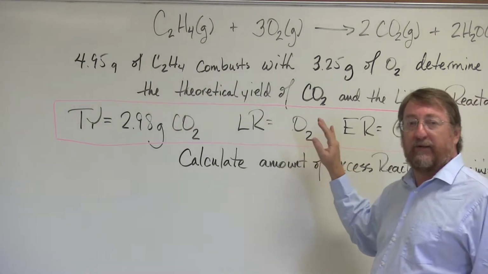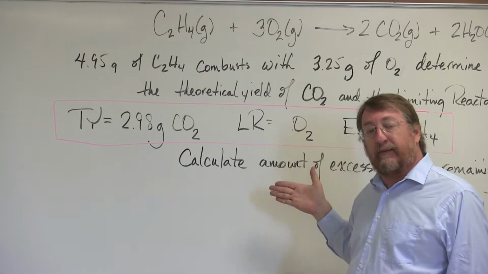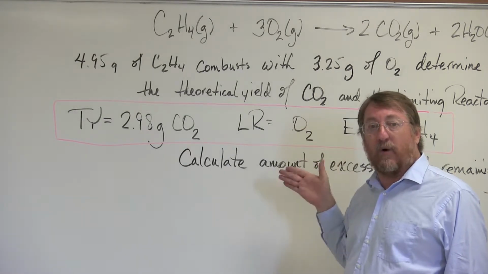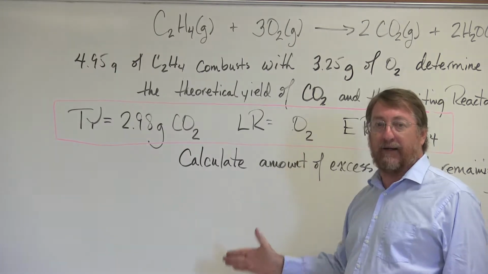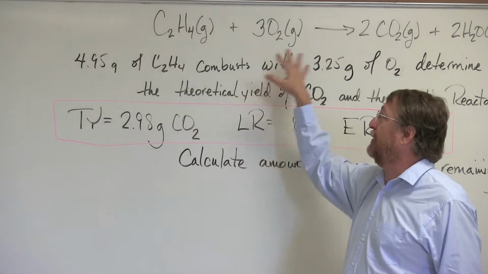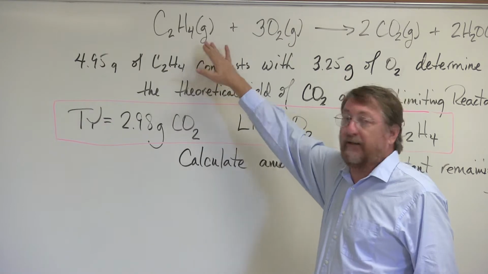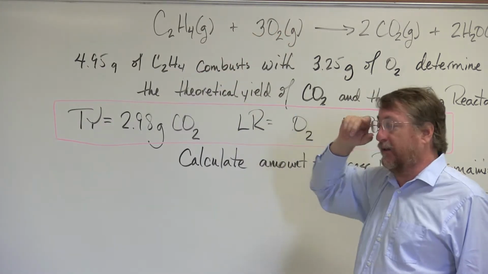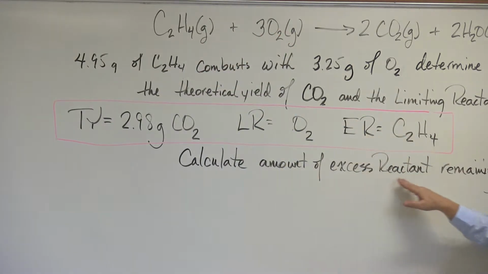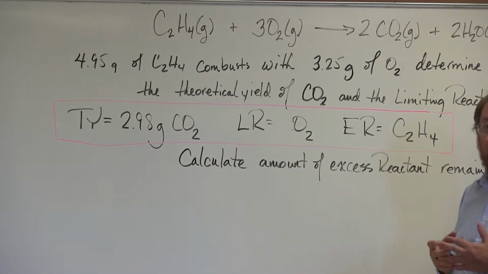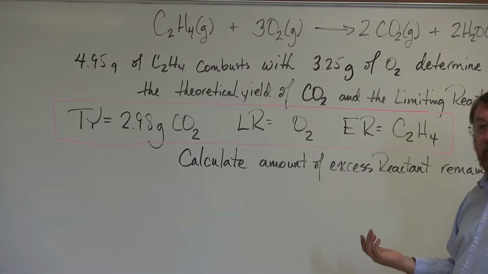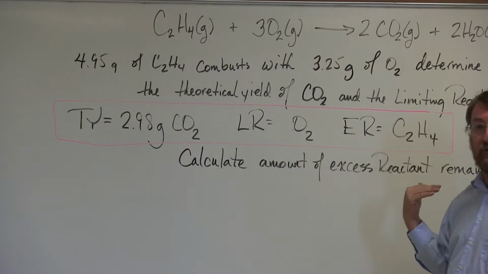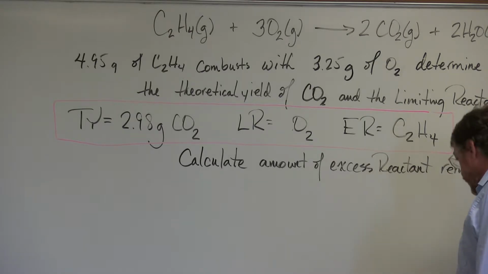This is a good time to make the point. Limiting reactant and excess reactants are reactants. They're not products. So CO2 cannot be a reactant in this case because it is a product. So one of these is the limiting reactant, the other is the excess reactant. Okay, so what we're going to do is calculate the amount of the excess reactant remaining when the reaction's done. Some of it got used. We can figure out how much got used, subtract that from the original amount, and that'll give us the excess.